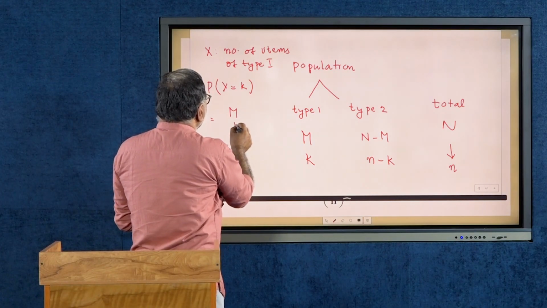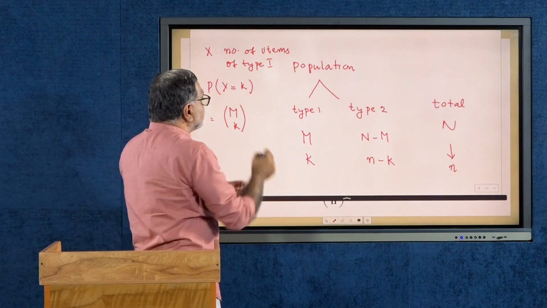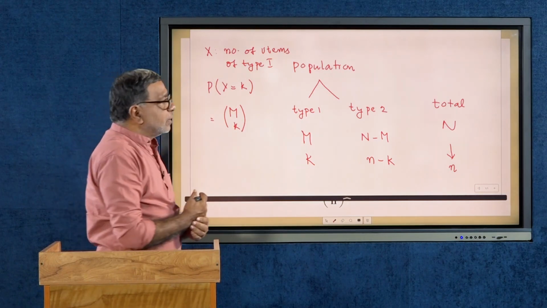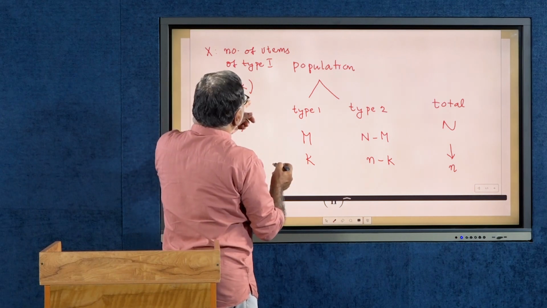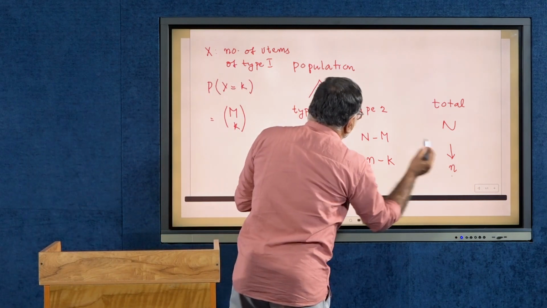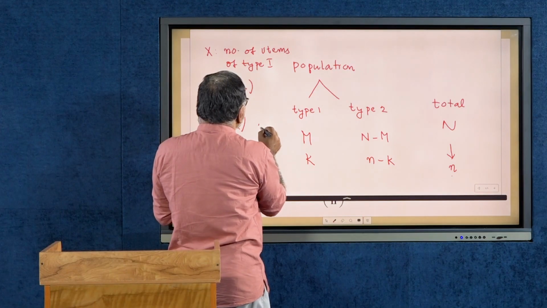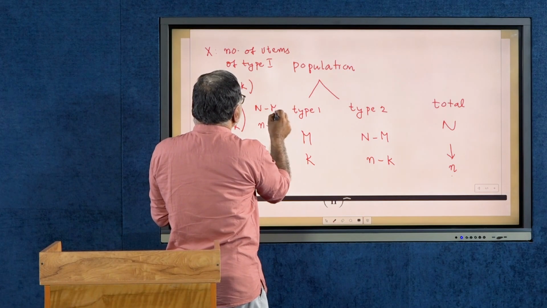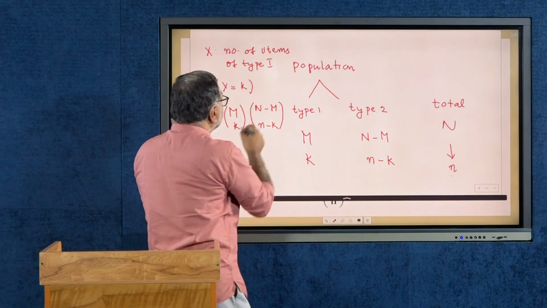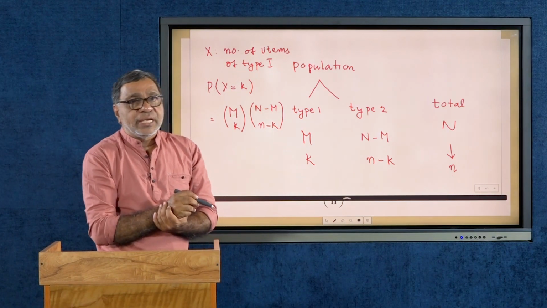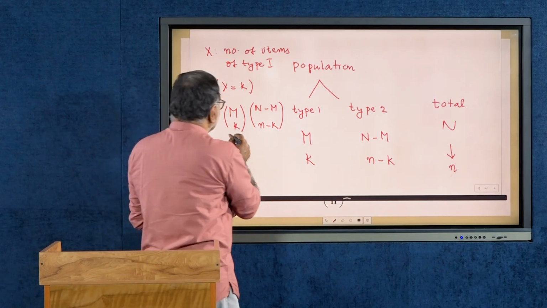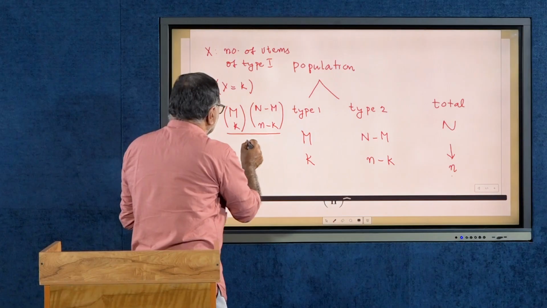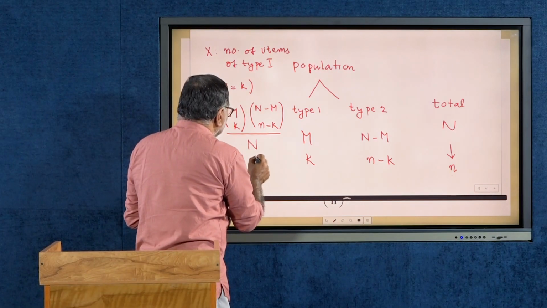So probability of X equal to k is what? Favorable cases of getting k items from type 1 consisting of M items. So how many items are we selecting? We are selecting n items. So of course, the n minus k items should be from N minus M items. So that are possible in N minus M C n minus k different ways, divided by the total number of ways. What is the total number of ways? Capital N C n.